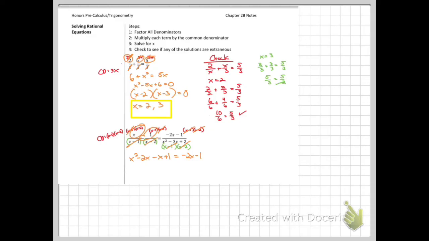Move it all to one side, add, and it would go away. Well, I'll do it this way, sorry. Then move it all to one side. See if it's factorable. If it's not factorable, you have to do quadratic formula.